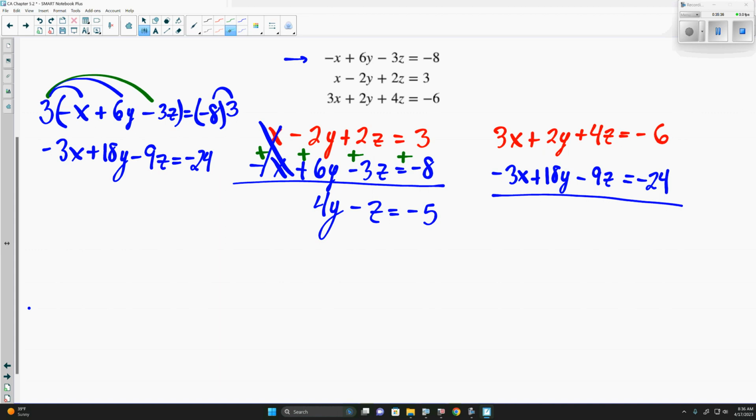And again, since the signs in front of x are opposite, we're going to add 3x plus negative 3x. 3 minus 3 is indeed 0. 2y plus 18y is 20y. 4z plus negative 9z. 4 minus 9 is negative 5z. And lastly, negative 6 plus negative 24 is negative 30.